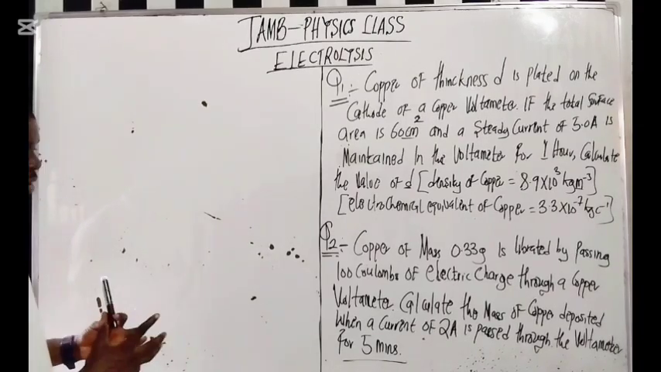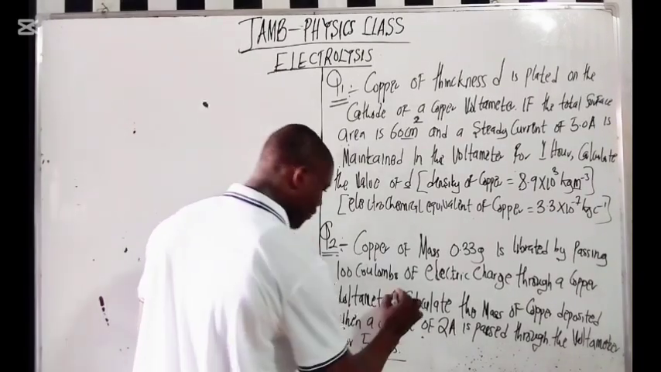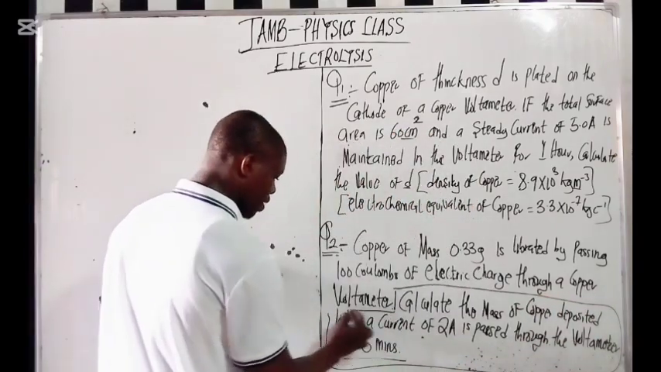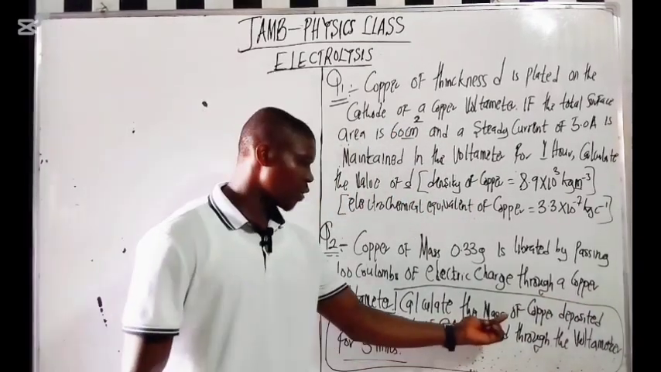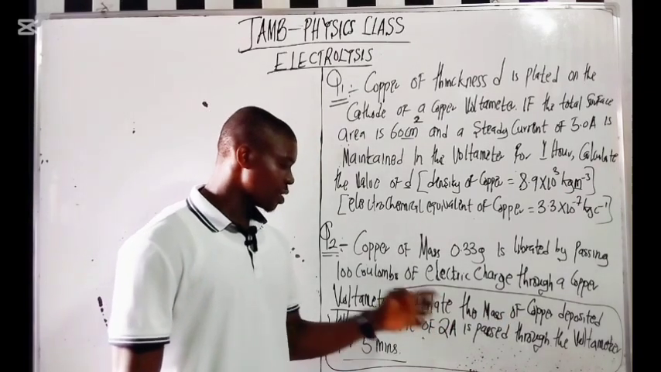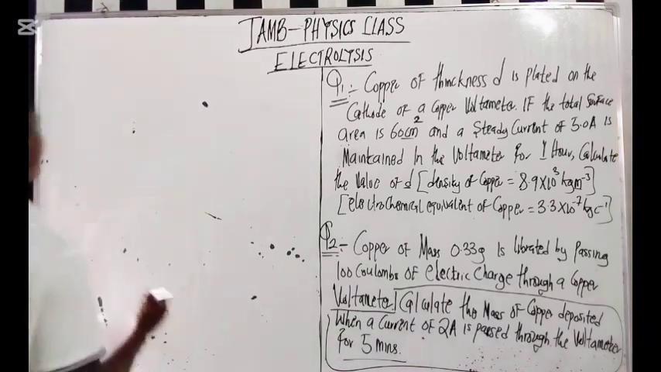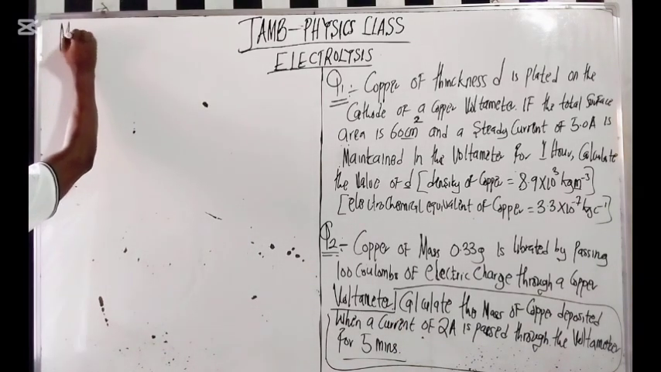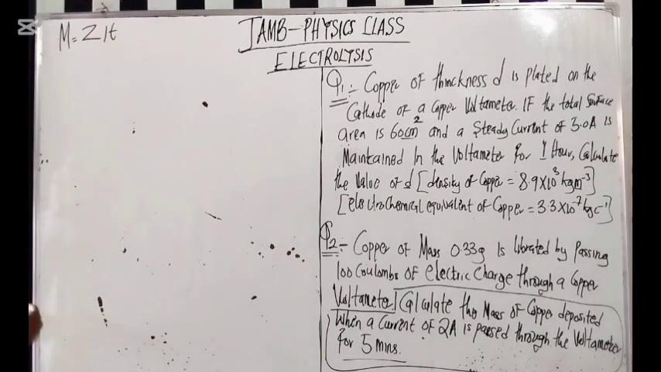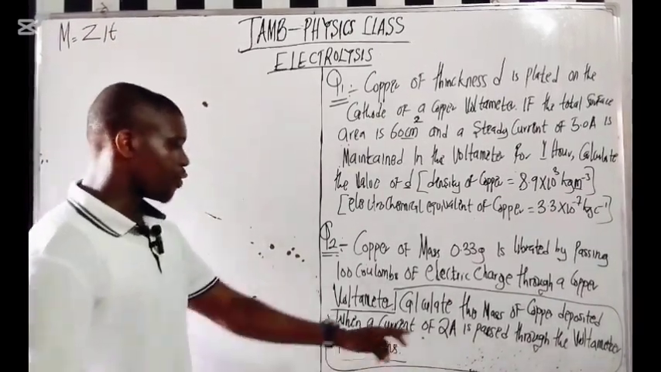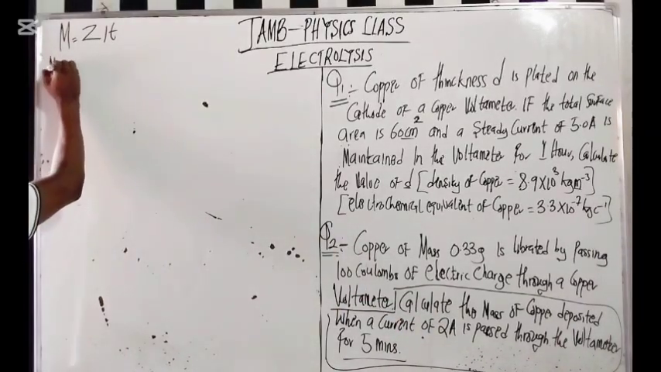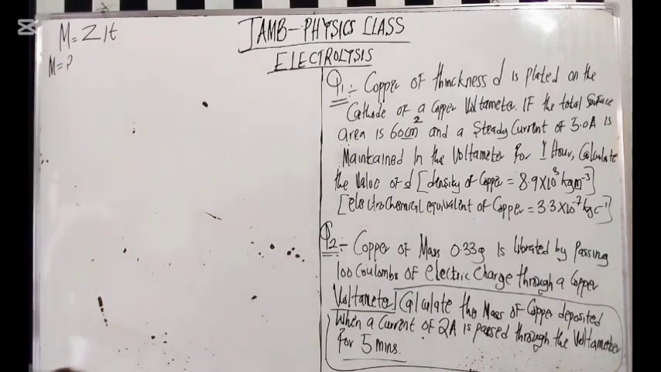So what they say we should actually calculate here is the mass. If you check it very well, from here to here, this is the main question here, right? Calculate the mass of copper deposited when a current of 2 amperes is passed through the voltmeter for 5 minutes. Remember, mass equals ZIT, right? So from here now, if you check very well, we are not looking for the mass yet.